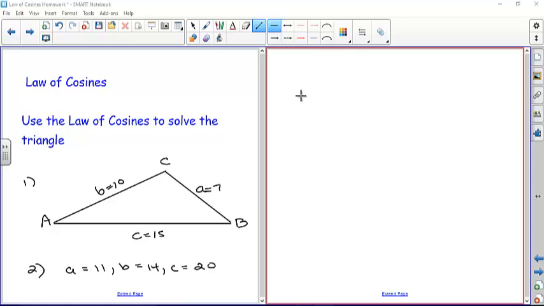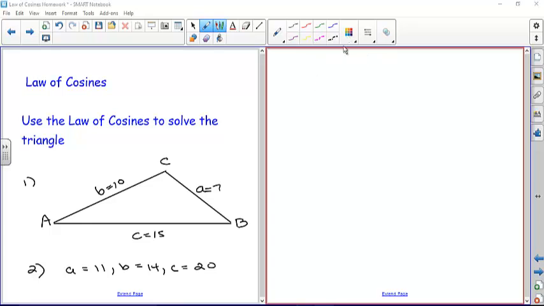Okay, so the first two problems we're given the length of three sides, and we're asked to find all the angles. You can use the law of sines. Once you get one angle, you can use the law of sines to get the other angle. And then you could use the sum of the angles equals 180 to find the third angle. So we don't have to use the law of cosines three times.